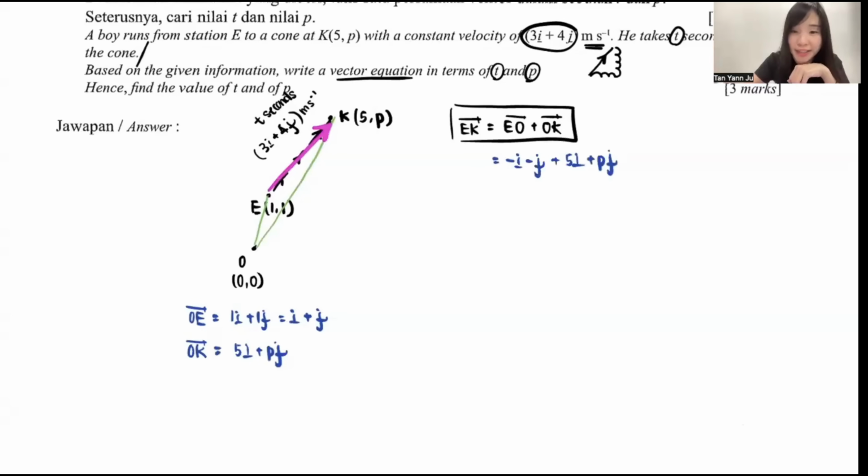So my dear, all the ones I've done are EO, so everything relates to O. Then EK is just the pink color one. So the pink color one, actually E goes to K. How do I walk? I walk 3i plus 4j.